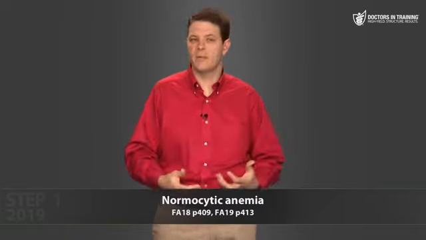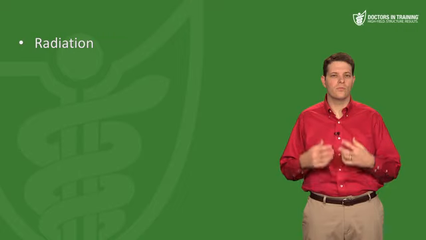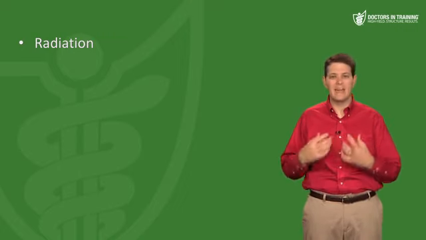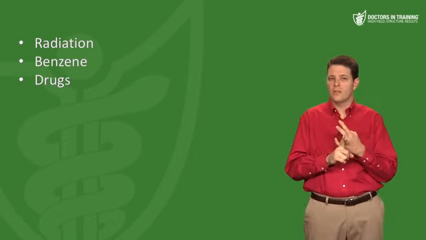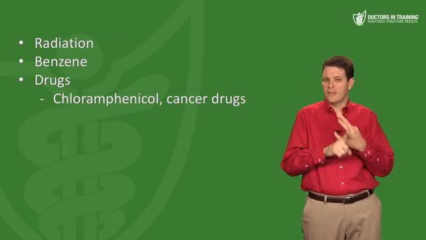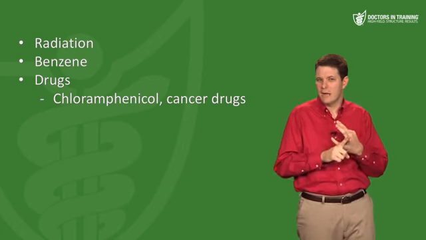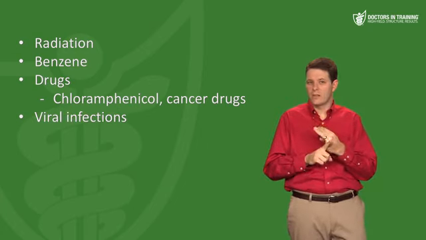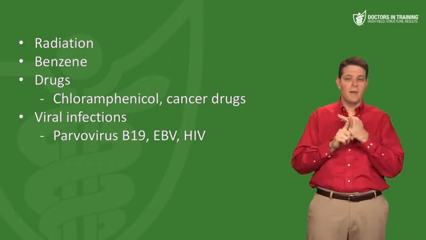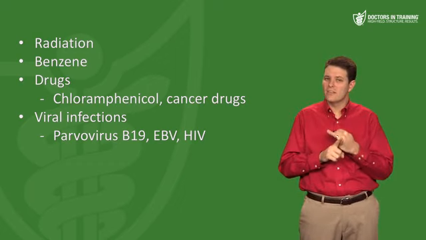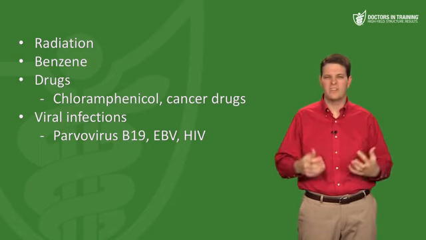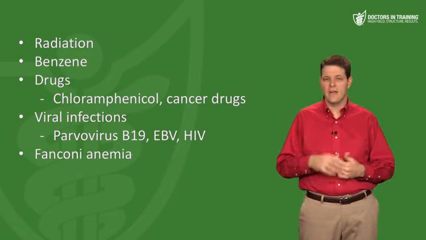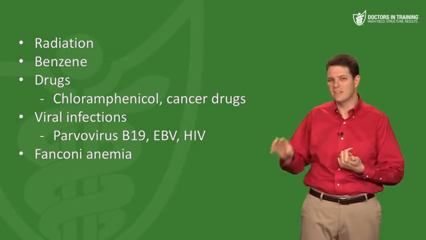Then, what causes aplastic anemia? Well, the main thing to know is that radiation causes aplastic anemia. So cancer patients that receive radiotherapy can get aplastic anemia. Exposure to benzene can cause it. Certain drugs can cause it also, things like chloramphenicol, and cancer drugs like the alkylating agents and antimetabolites. Viral infections like parvovirus B19, Epstein-Barr virus, and HIV can all be associated with aplastic anemia, particularly in sickle cell patients. They're just particularly sensitive to some of these viruses. Fanconi anemia, which is different from the kidney disease called Fanconi syndrome.